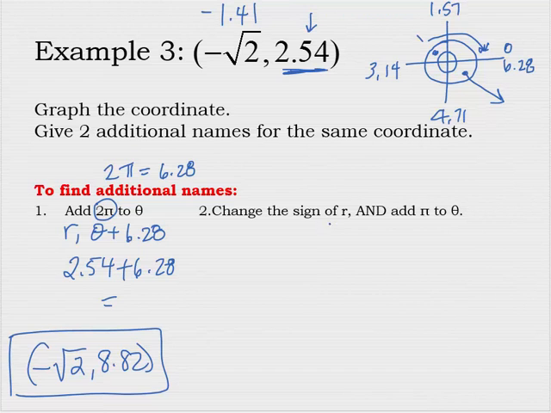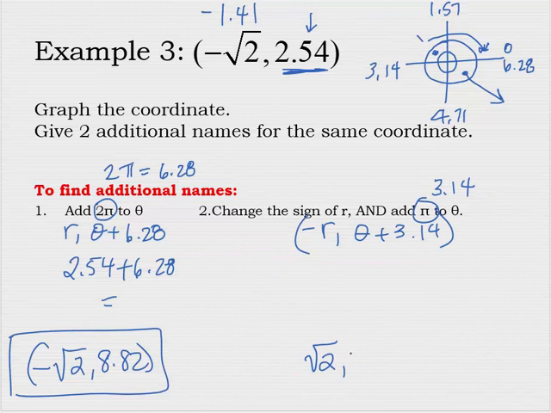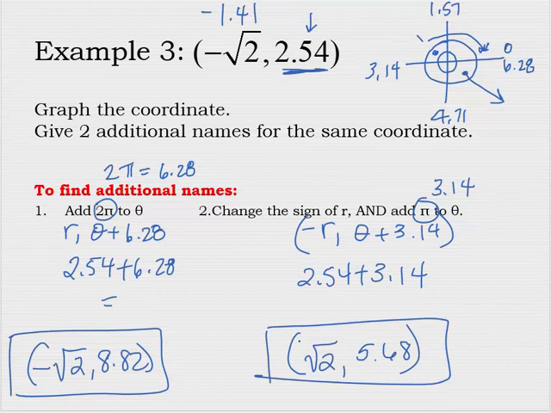Now, here I'm going to change the sign of r, and I'm going to add just pi. Well, remember, pi in decimal is 3.14. So I'm going to take theta, and I'm going to add 3.14. So no longer is it negative square root of 2, it's going to be positive square root of 2. And I'm going to take 2.54 and add 3.14. And I get 5.68. All right, so there's my two names, and that's how you handle it when radians are in decimals. One more example.